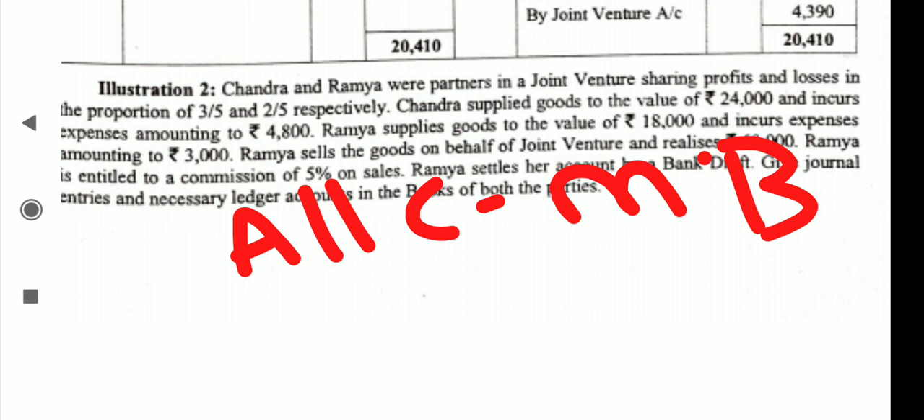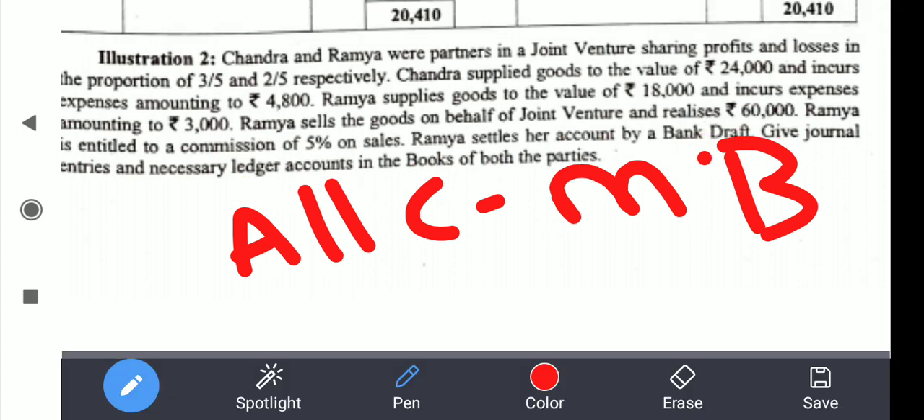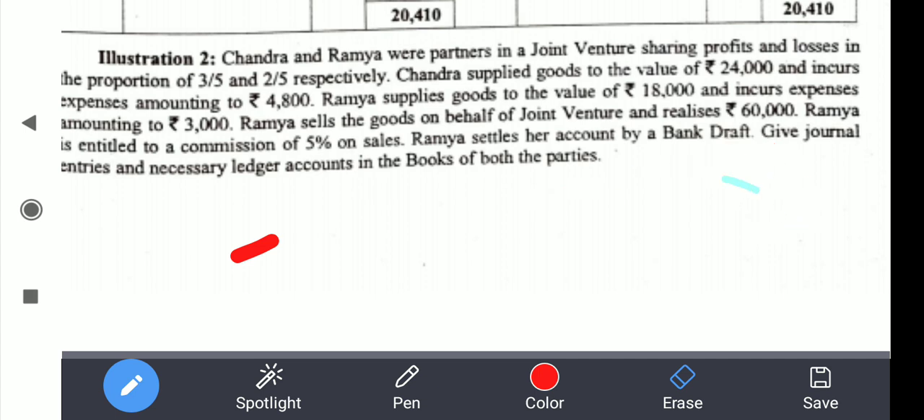Here, no separate set of books. All co-ventures maintain the books, no separate set of books for joint venture. So here, what is the problem? Chandra and Ramya were partners in a joint venture, sharing profits and losses in the proportion of 3 by 5 and 2 by 5 respectively.